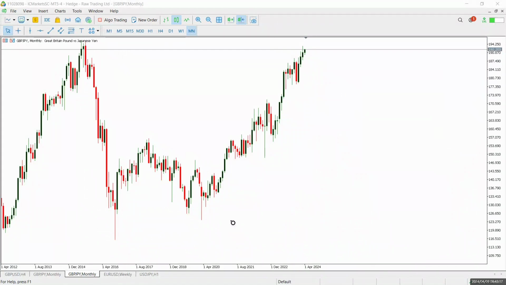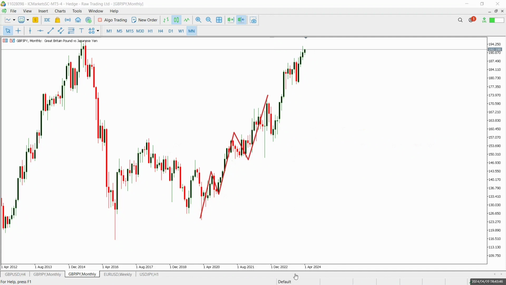So let's go on and identify the structure that took price to the real-time point on the monthly time frame. Clearly we can see price make consecutive higher highs and higher lows. In regards to the monthly fractals, this is the last higher low. Why is this the last higher low?